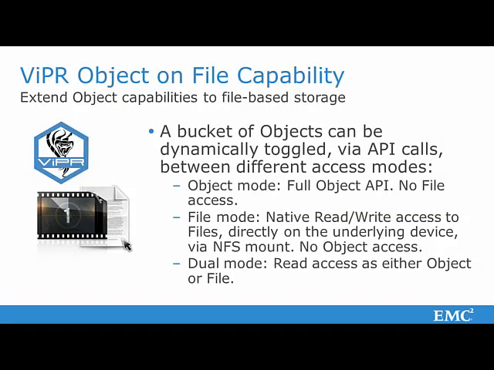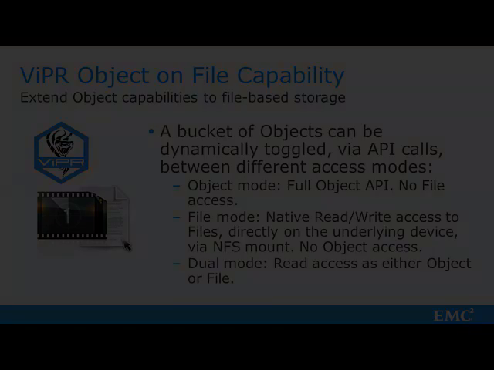Organizations using the Viper Object Data Service can extend object storage to existing file-based storage such as EMC VNX or Isilon, or third-party arrays such as NetApp FAS. A bucket of objects can be dynamically toggled between the three different access modes of object, file, and then dual mode, which allows read access to either the object or the file.